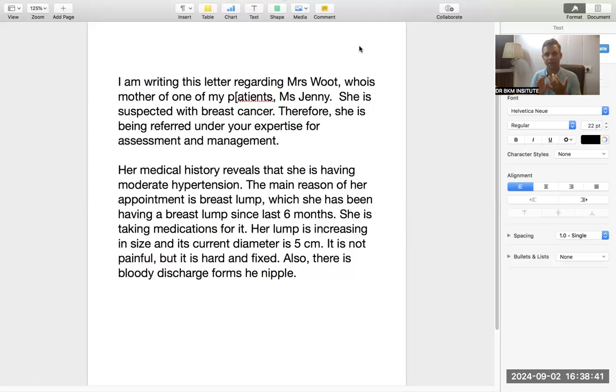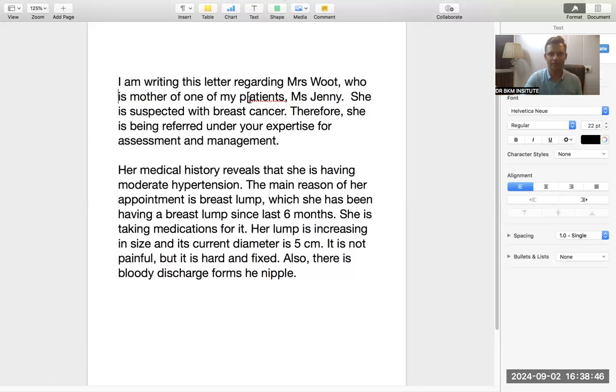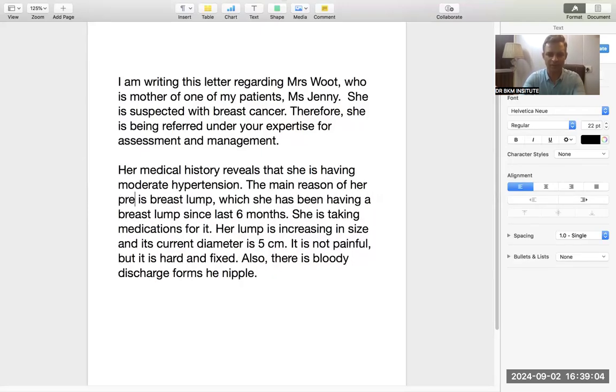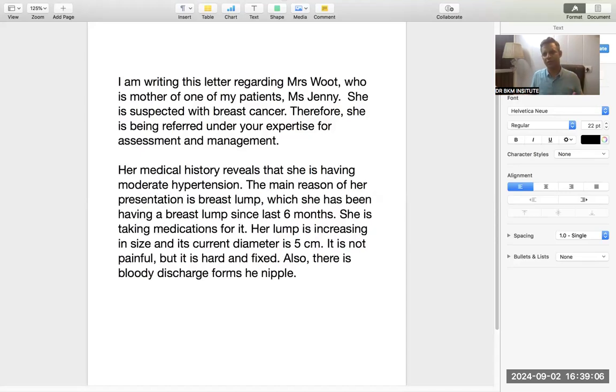How have I written? I'm writing this letter regarding Mrs. Wood, who is mother of one of my patients, Miss Jenny. She is suspected with breast cancer, therefore she is being referred under your expertise. The doctor's purpose is clear: breast cancer. Her medical history reveals that she is having moderate hypertension. The main reason of her presentation, word is better in this case because maybe she did not have an appointment, is breast lump, which she has been having since last 6 months. She is taking medications for it. Her lump is increasing in size, but hard and fixed.